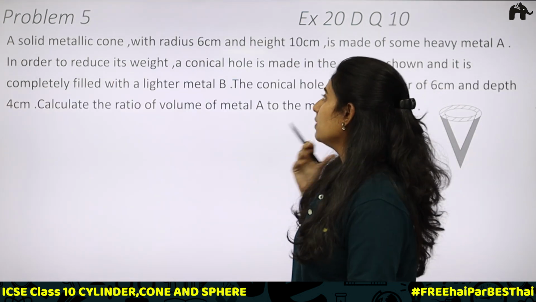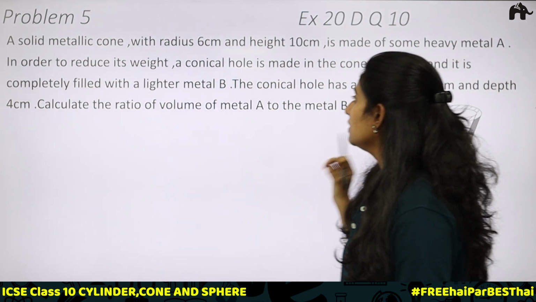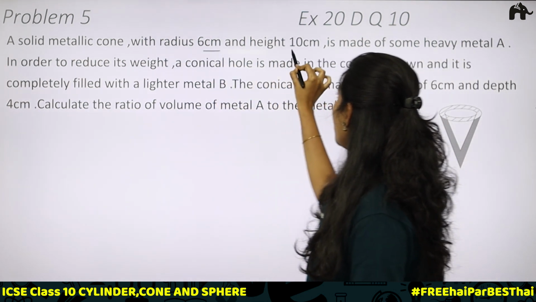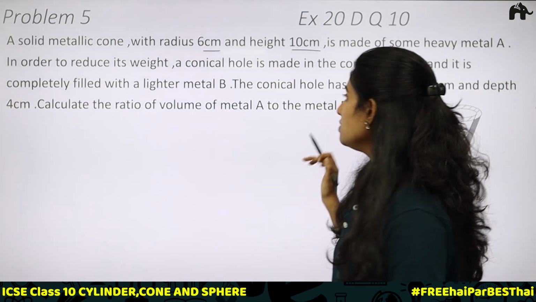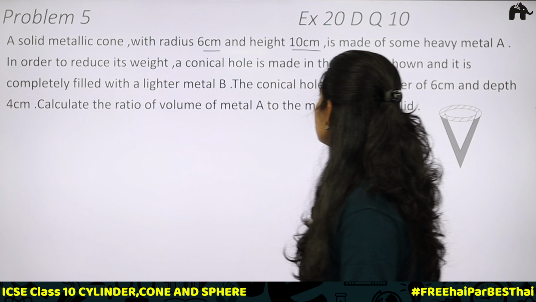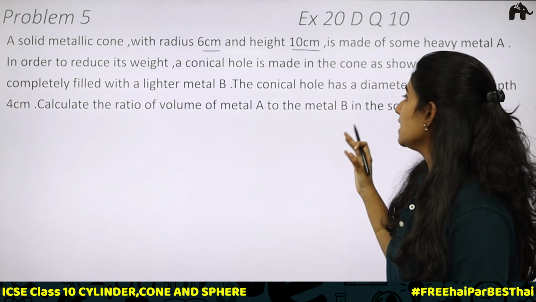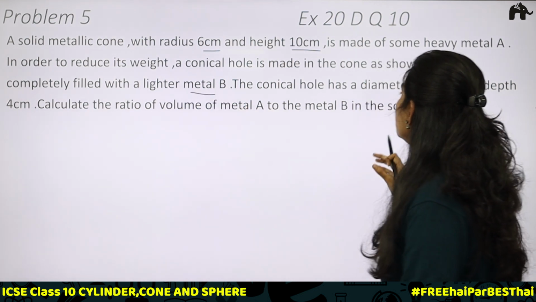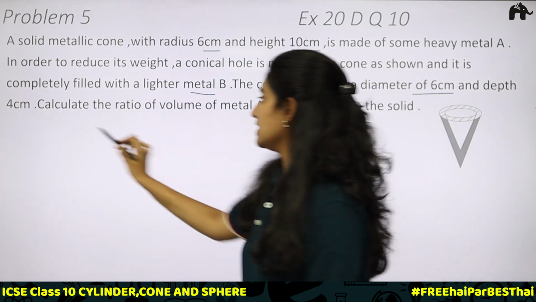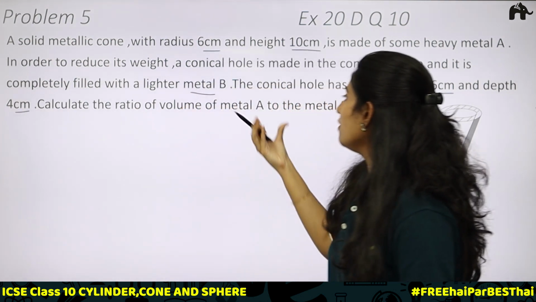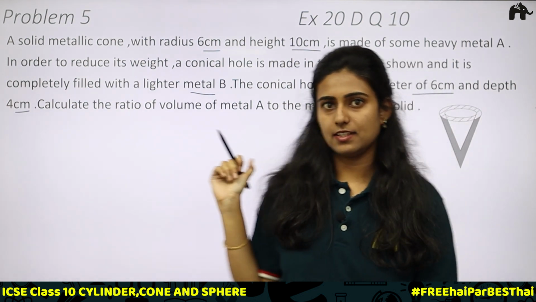Let's move on to the next problem. Problem number 5, question 10 of exercise 20D. A solid metallic cone with radius 6 cm and height 10 cm is made of some heavy metal A. In order to reduce its weight, a conical hole is made in the cone as shown and it is completely filled with a lighter metal B. The conical hole has a diameter of 6 cm and depth 4 cm. Calculate the ratio of volume of metal A to the volume of metal B in the solid.